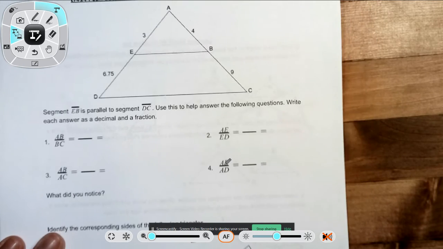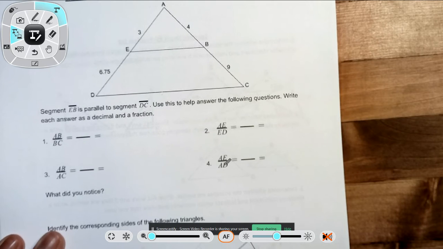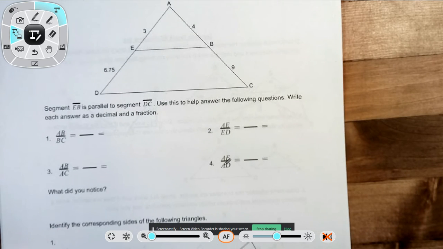All right, so a couple things you want to remember here: when you have similar triangles, your sides are all proportional. And then also, when you have similar triangles, all your corresponding angles are equal. Those are some of the things we're going to be using as we move through here.